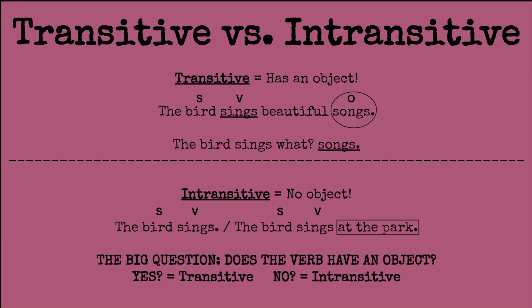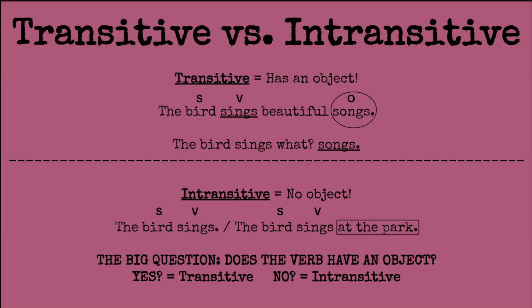So let's look at the first sentence that is transitive. The bird sings beautiful songs. The subject in this sentence would be bird. The verb would be sings. What does it sing? It sings songs. So in this case, the verb sings has an object. This sentence has an object, and that is songs. So since I can answer the question, the bird sings what? Songs. That means that it's going to be a transitive verb.